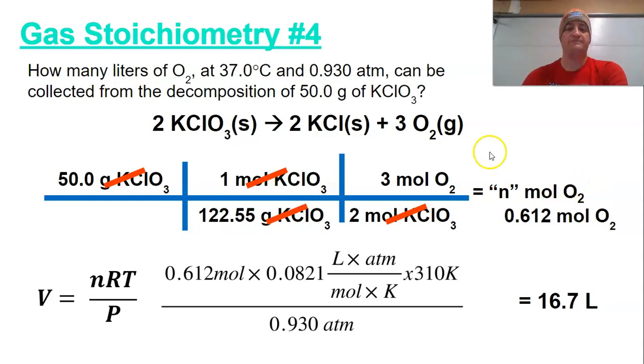A more complicated idea: how many liters would be collected from this, and you can see they give you different conditions than STP. It's the same way up to here, only now we have a certain amount of moles. I can take those moles and plug them into my ideal gas law. We have moles, and you have your gas constant that you're given. Remember to change that degrees Celsius into Kelvin. They're always looking for that good stuff. Atmospheres, dividing it, I get my 16.7. So these are the different types that come up as you come across all of these.